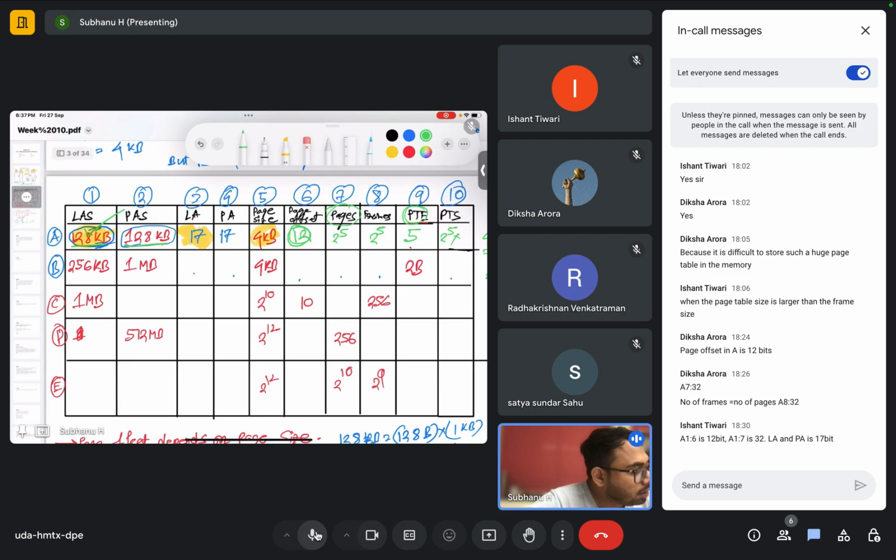How many pages are there? Number of pages is logical address space by page size. Logical address space was 128 KB by page size 4 KB, that means 2 to the power 7 by 2 to the power 2, which is 2 to the power 5, right? Diksha has also found it correctly. Diksha and Nishant, if you have done all the A rows, then go to B, C, D and E rows and try to find those.